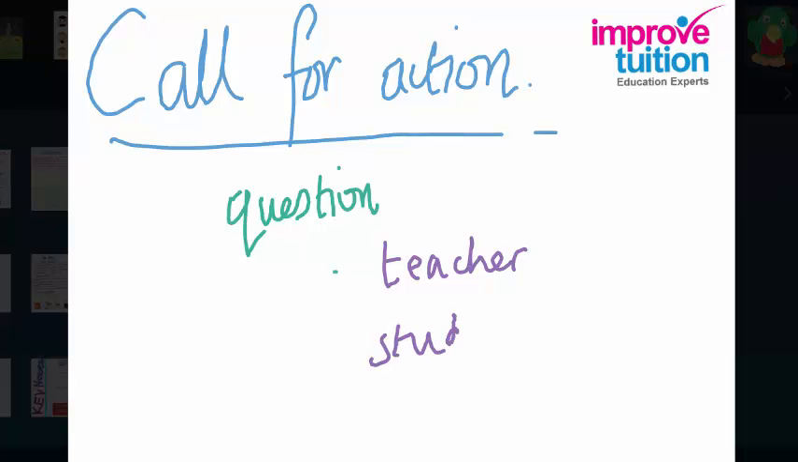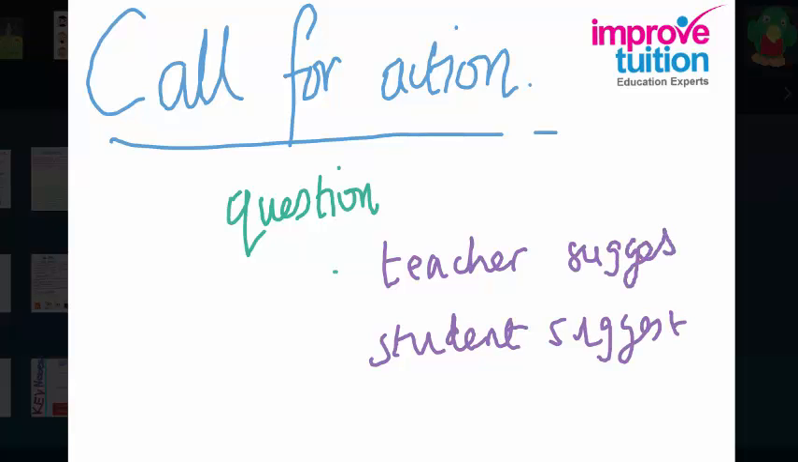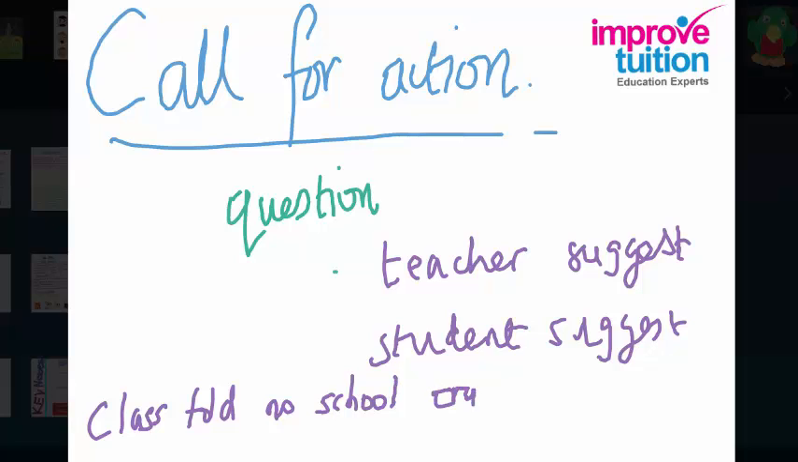So a practice question could be that your class has been told that there won't be any school trips this year due to the lack of funds, so they don't have enough money. Write a letter to the school governors to persuade them to hold more fundraising events. So you're saying, okay, we don't have the money, but you're persuading them to raise some more money.